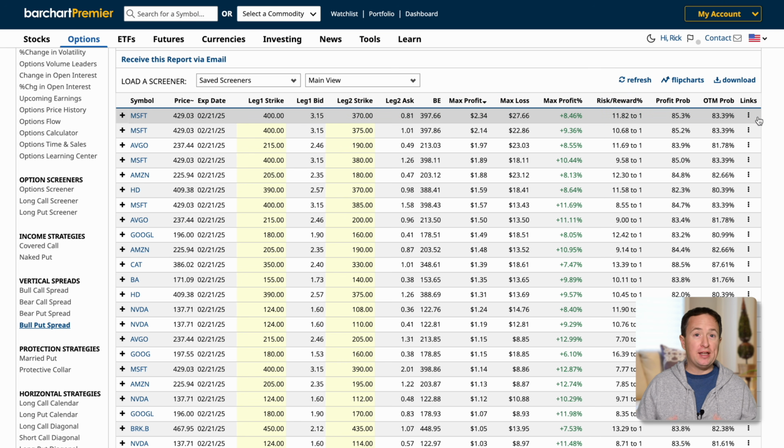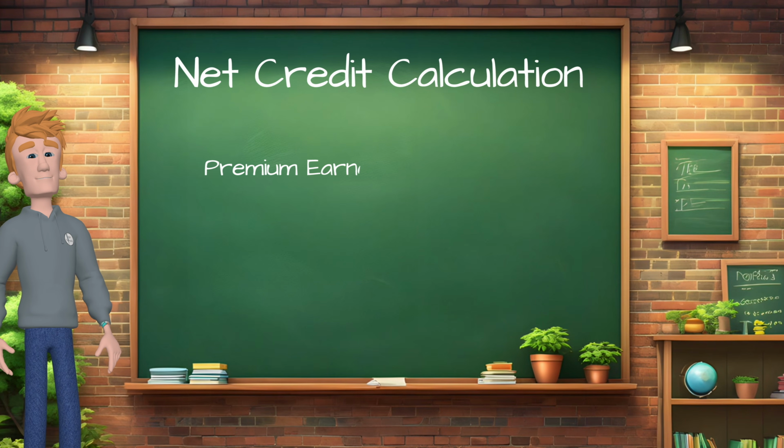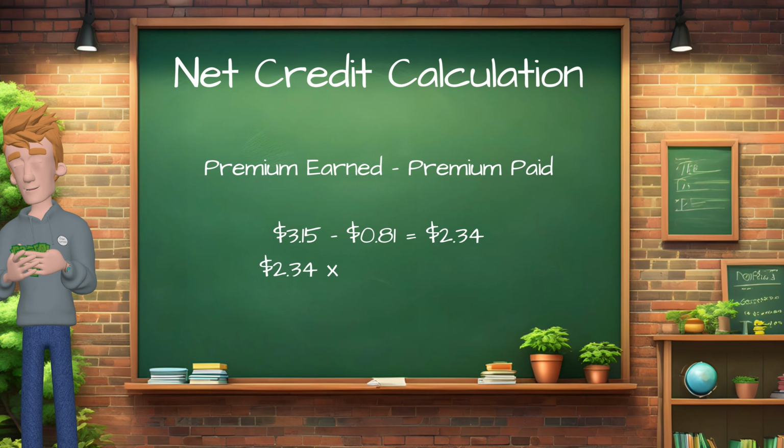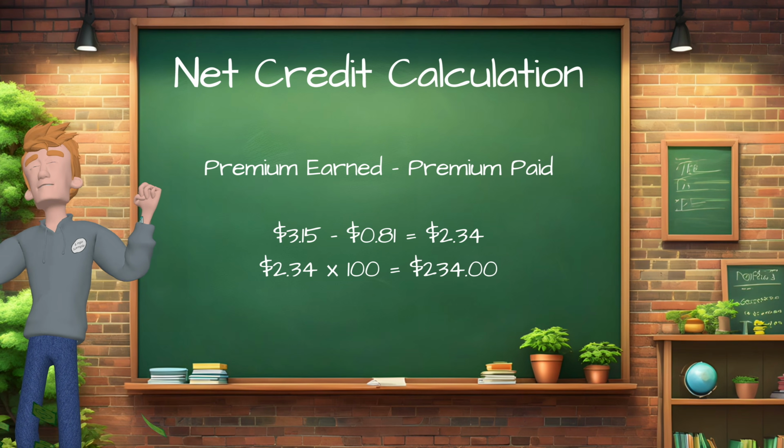If this was the trade that you wanted to make, you could sell the $400 strike put, collecting $3.15 a share, and buy the $370 put, paying 81 cents a share, for a total net credit of $2.34 a share, or $234 per contract. Now, if you're wondering how the math works, the net credit on a bull put trade is the premium earned less the premium paid.